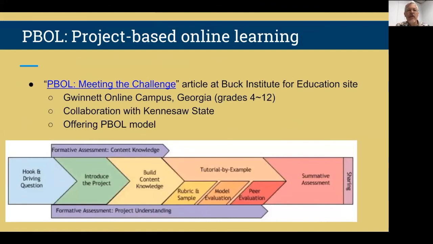Now, this deserves more examination, and so I have given you a link here in the slides, and in the lesson materials, that link will be available for you to follow and examine this project-based online learning model a little bit more closely.